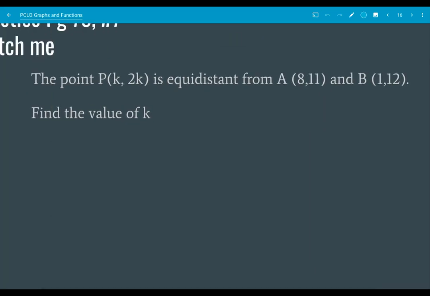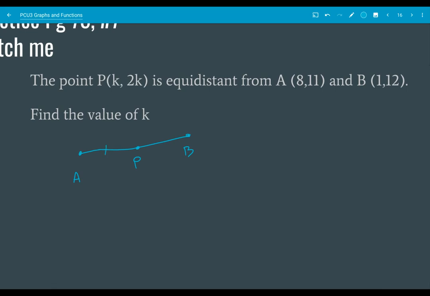So this is the point P, which is equidistant from A and B. Find the value of k. So this one is tricky because you're going to be inclined to draw a line like this, and say they're equidistant, so P's the midpoint. That's not the case, though. You could graph it and find out.